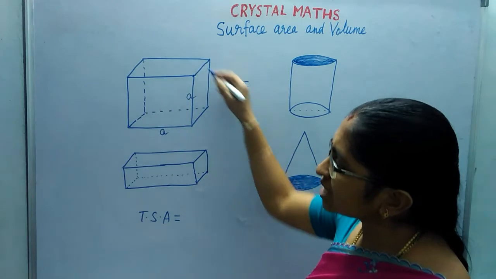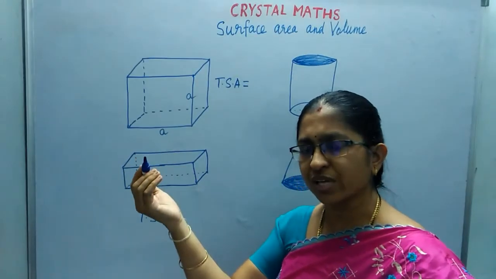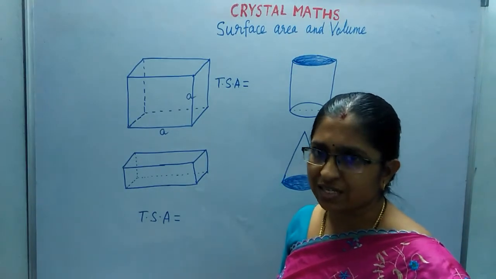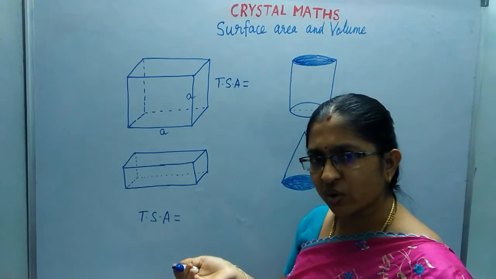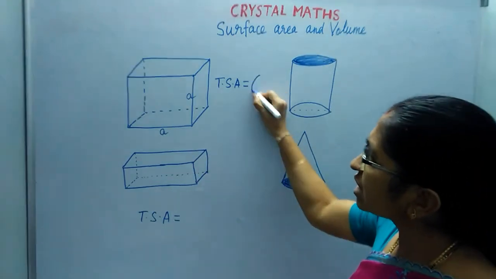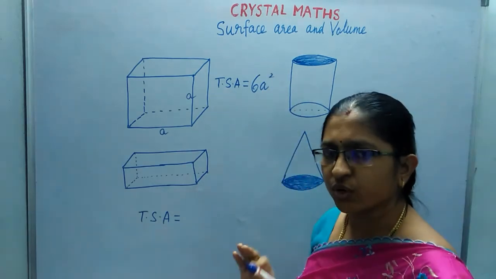Just to remember how many sides there are in the cube: we have 6 sides. If you see the cube, 4 sides are around, and if you add top and bottom we get 6 sides. One side is A square, so 6 sides together is 6A square. That is the formula for the total surface area of the cube.